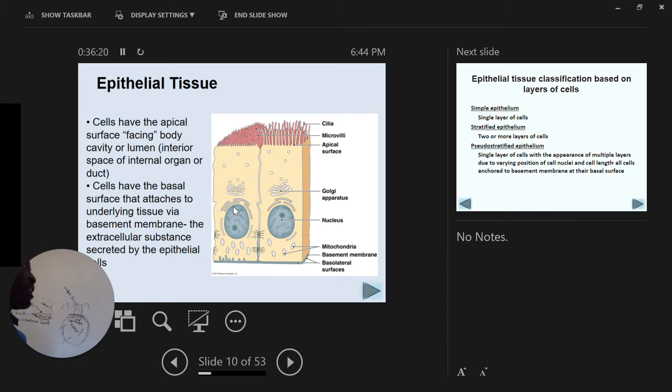So this is the basolateral surface. This is the basement membrane, right? And that's the apical. So this side will be the basal surface. That's the apical surface. This will be the basal surface here.